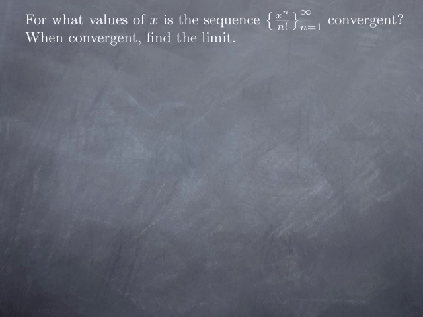So we fix a particular value of x and then look at these powers of x divided by n factorial. So x to the n over n factorial. And we want to know if it's convergent, when it is convergent. So for what value of x is it convergent, and if it is, what is the limit?